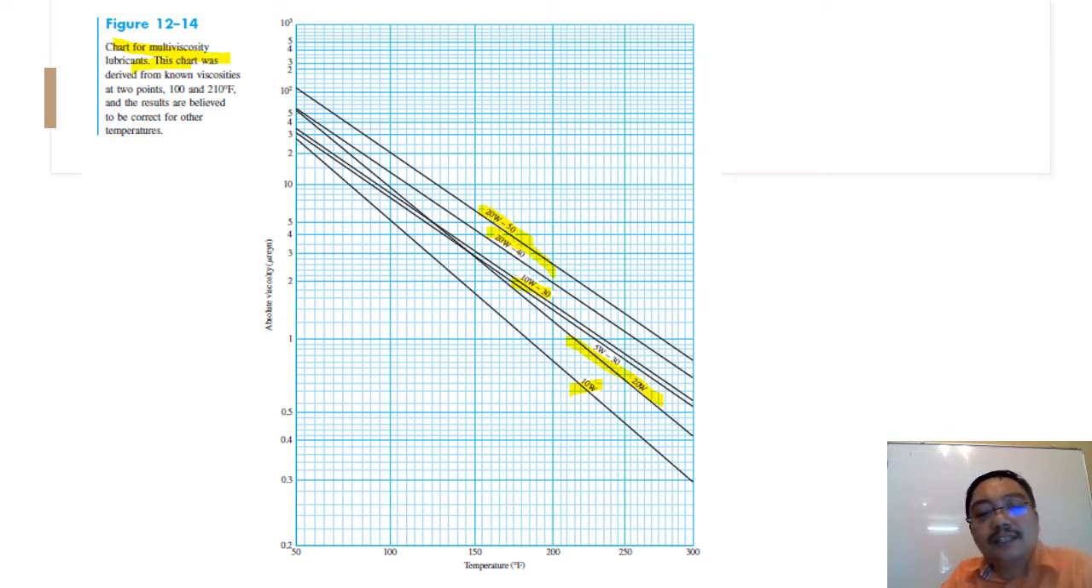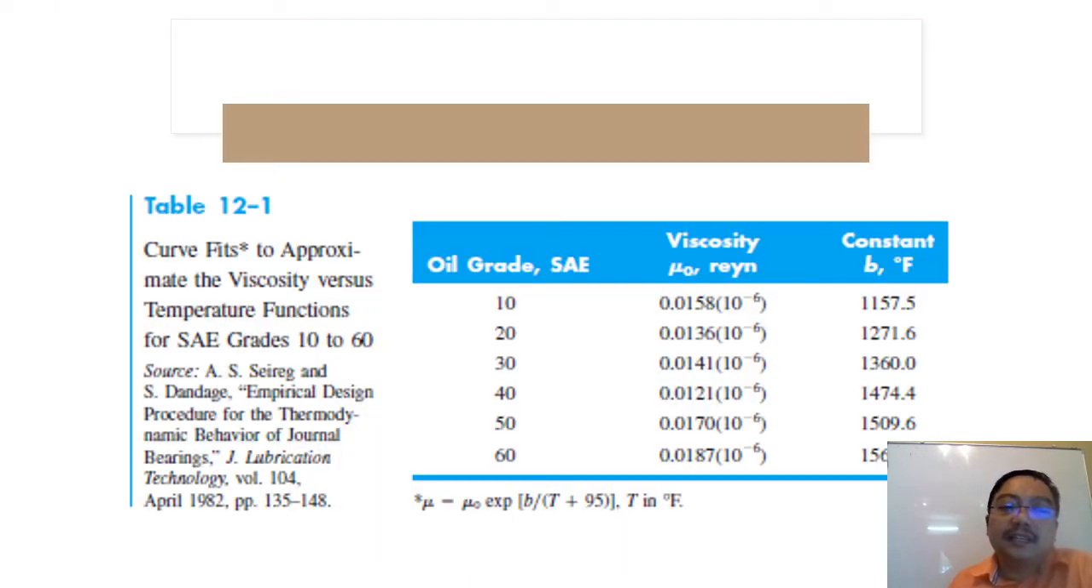The way to analyze it is simple. Just read the chart like this, just like I showed you in the previous slide. Everything is like that. Simple. This is the curve fit for approximate viscosity versus temperature function for SAE grades 10 to 60. You see this is the oil grade, you see the viscosity in reyn, and this is the constant temperature in Fahrenheit.